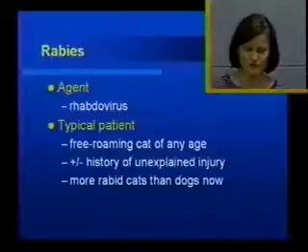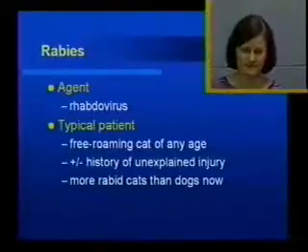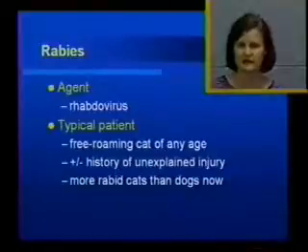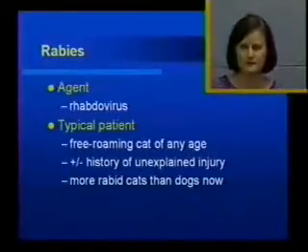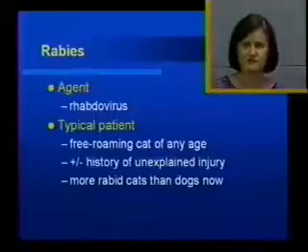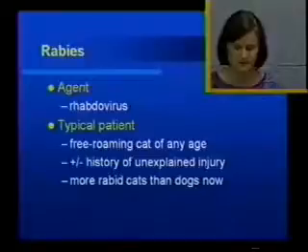Rabies is the next virus that we'll talk about. This is a rhabdovirus. The typical patient with rabies is a free-roaming cat of any age. All ages are susceptible. There may or may not be a history of an unexplained injury, which might represent a bite from a wild animal that carries rabies.